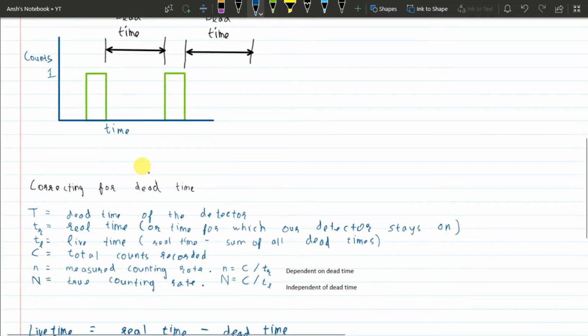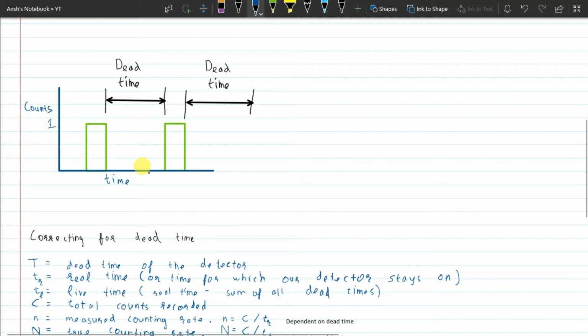So the first variable that we are defining is capital T, which is the dead time, which is this term right here. This is capital T, the dead time. Then we have real time. The real time is the time for which our detector stays on. So you can see in this example we have two counts coming in. Our detector turns on somewhere around here and it turns off somewhere around here. So this entire duration is what we call the real time, and it is the time for which our detector stays on.